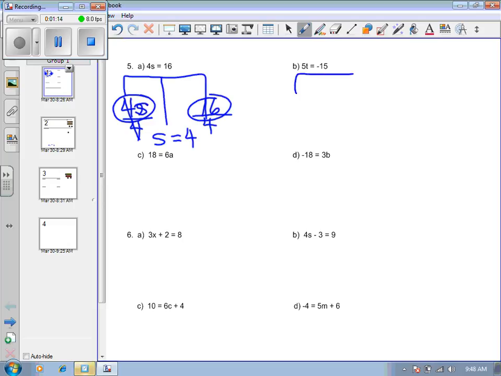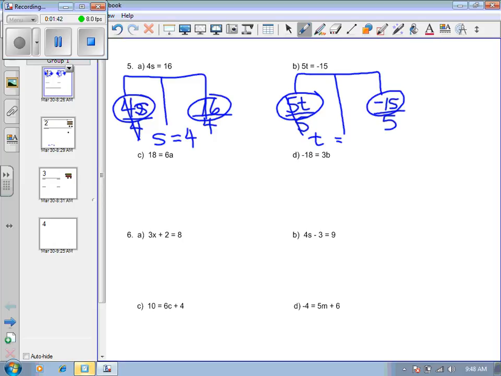Next one, here's my scale. I take each side of the equation and put it on each side. So this is 5t. This is negative 15. So 5 times t, the opposite would be? Divide. Thank you, Taylor. Whatever I do to one side, I must do to the other side. These guys cancel out, leaving me with t equals.